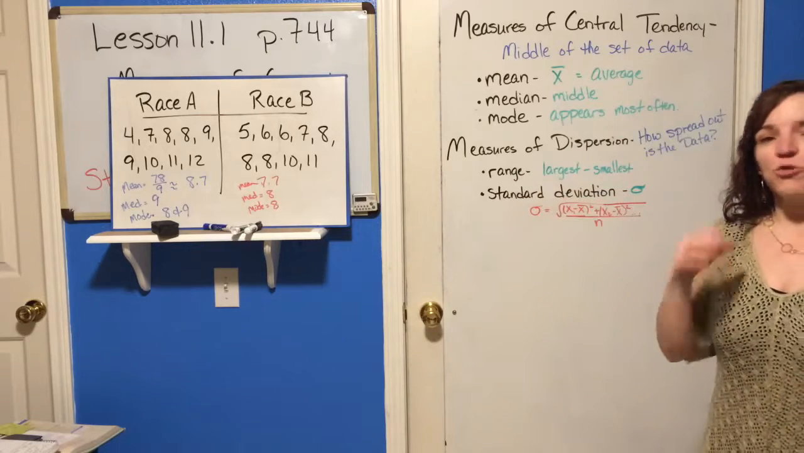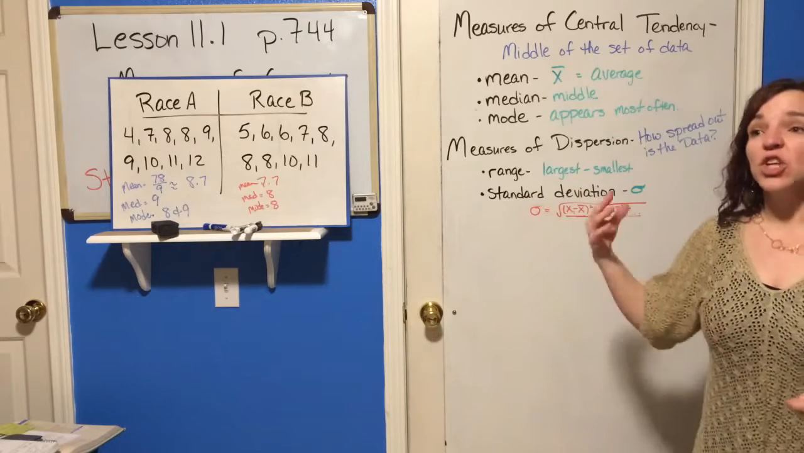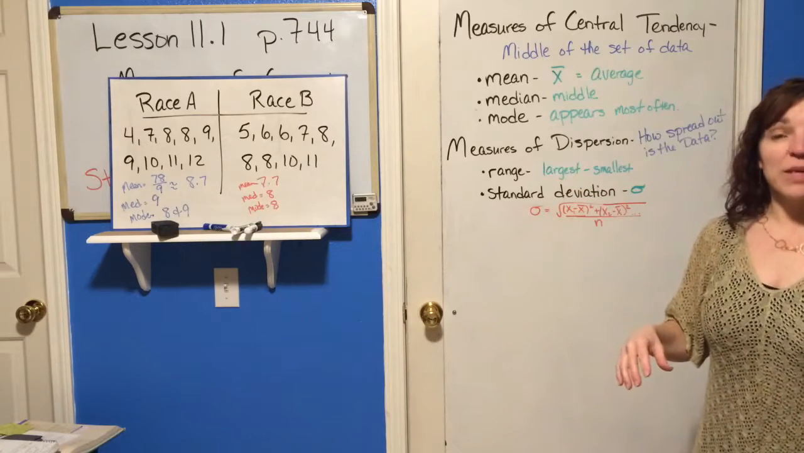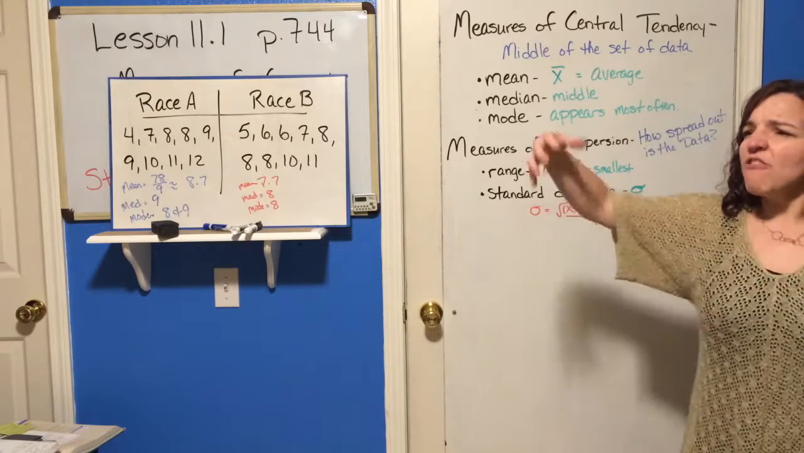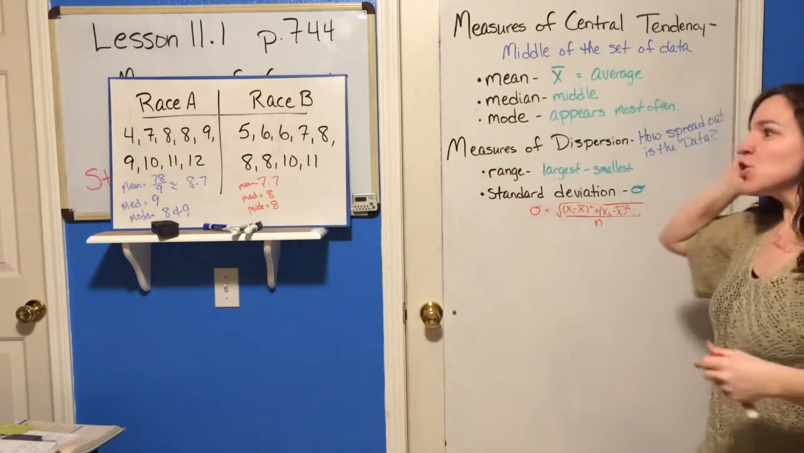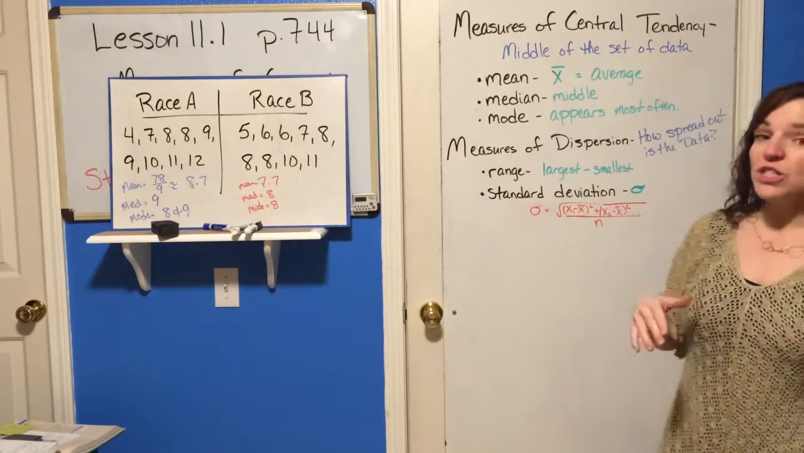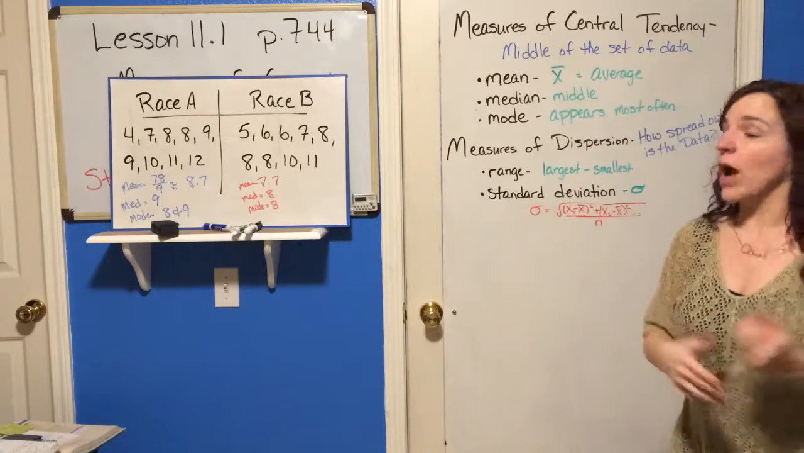One is the range, and you've probably done this already also. The range of a set of data is simply the largest number minus the smallest number. So it just tells us how far apart the edges are. To find the range of a set of data, you're just going to find your largest number and your smallest number and subtract.